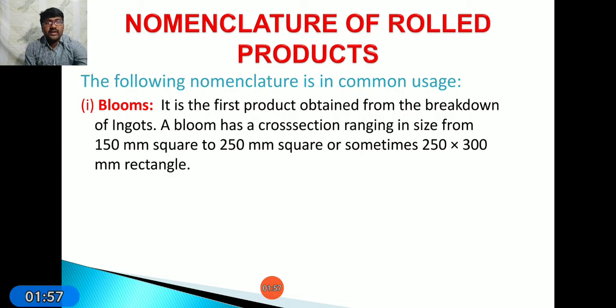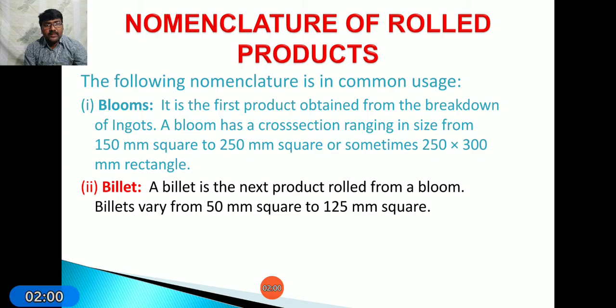Next, coming to billet. A billet is the next product rolled from a bloom. Billets vary from 50 mm square to 125 mm square. Observe here that the size is reduced; the range from 50 mm to 125 mm square will vary. By using the rolling process, the blooms can be converted into billets. Based on the requirement of size, we have to select the roller size.